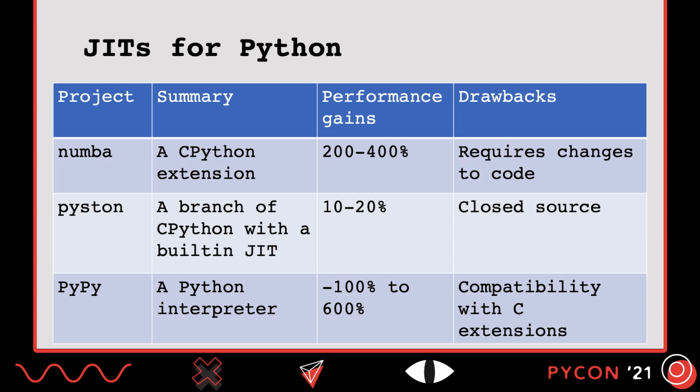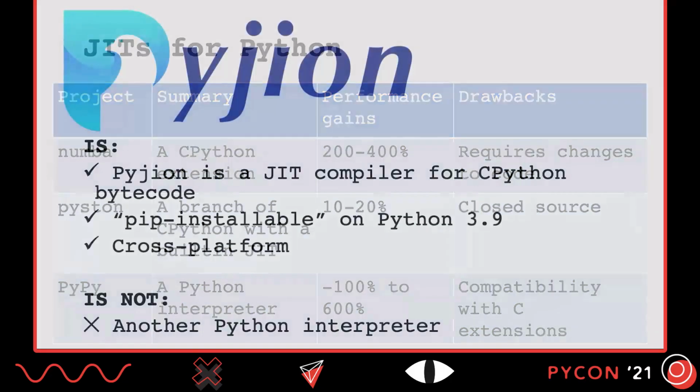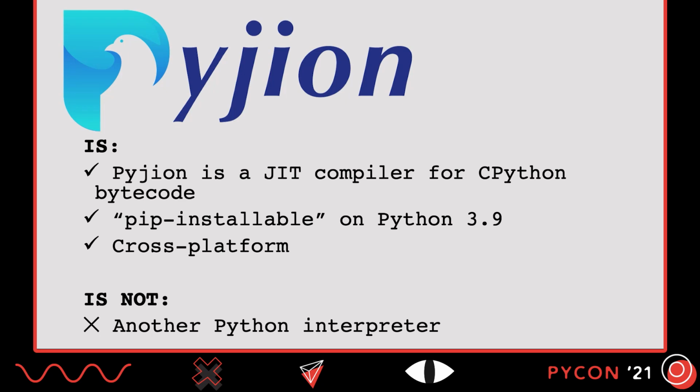I think there's still a gap here for a general purpose JIT that focuses on compatibility and delivers performance gains to plug some of the pitfalls in CPython's eval loop. This is where Pyjion comes in. Pyjion is a JIT compiler for CPython bytecode. You can pip install it from PyPI, and it's compatible with CPython 3.9. Pyjion is compiled for Linux, macOS, and Windows. It supports 64-bit Intel CPU architectures, and I'll work on ARM support if somebody can buy me an M1.